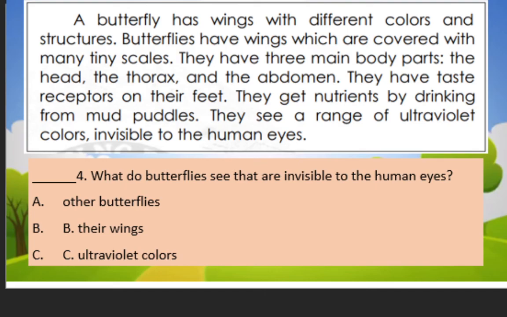Question number 4, what do butterflies see that is invisible to the human eye? Is it A, other butterflies, B, their wings, or letter C, ultraviolet colors? Again, what do butterflies see that is invisible to the human eye? Is it A, other butterflies, B, their wings, or letter C, ultraviolet colors?